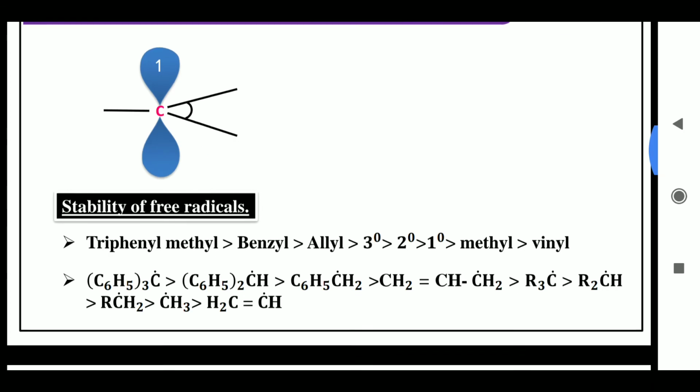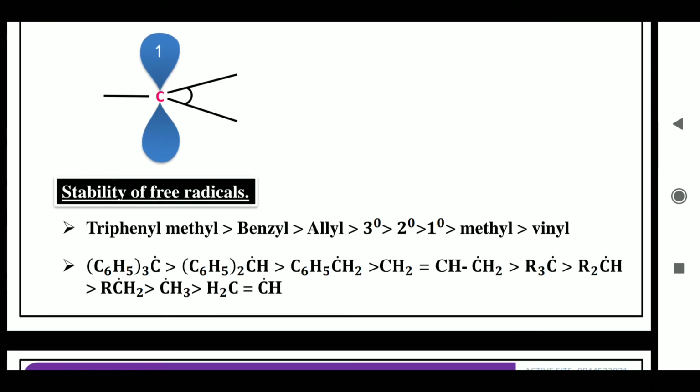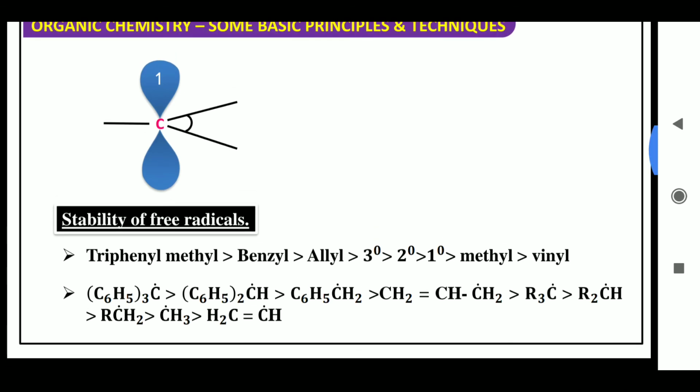Here I have given an example for the stability of free radicals: triphenyl methyl is more stable than benzyl, followed by allyl, and then tertiary, secondary and primary, then methyl and vinyl. So this is the stability order of free radicals. These are also very important sequences where you can get a number of questions in your board exam as well as in competitive exams. So you guys can take a snapshot also.